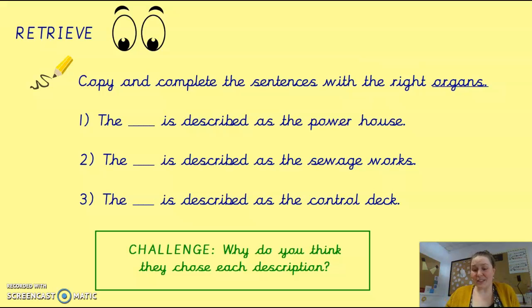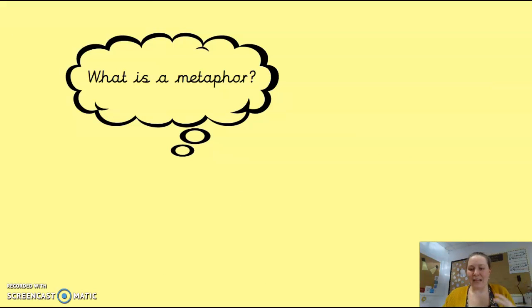Now, if you engaged in the challenge, you will have some different ideas why they chose that. For example, the brain is the control deck because it controls everything you do. Sewage works is probably kind of obvious. It's your digestive system. It's where the waste goes, and that's essentially what goes down the toilet and down the pipes and into the sewage. Okay, so well done if you challenged yourself to think about the connections and why. I'm going to look now at something that's going to help you to answer your independent questions, okay?